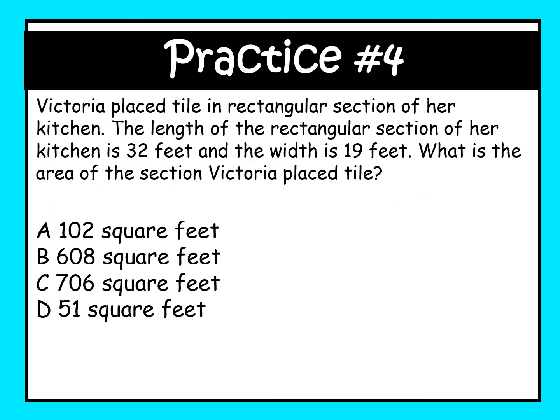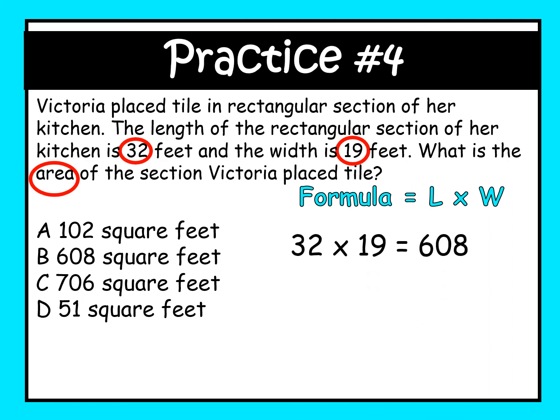Victoria placed towel in the rectangular section of her kitchen. The length of the rectangular section of her kitchen is 32 feet and the width is 19 feet. What is the area of the section Victoria placed towel in? This problem is asking me to find the area. Area means to multiply length times width. The length is 32 feet and the width is 19 feet. I'm going to multiply 32 times 19. That would give me 608. So the area is B, 608 square feet.